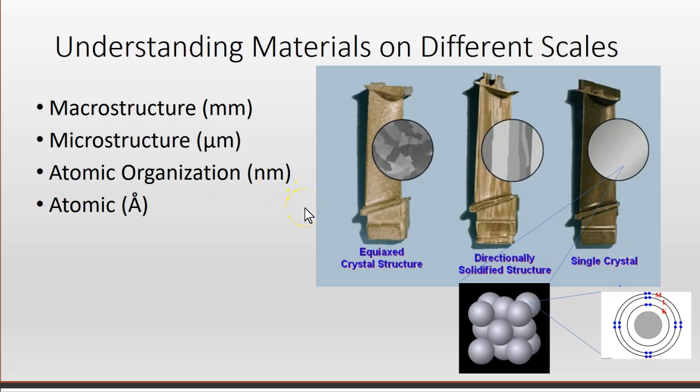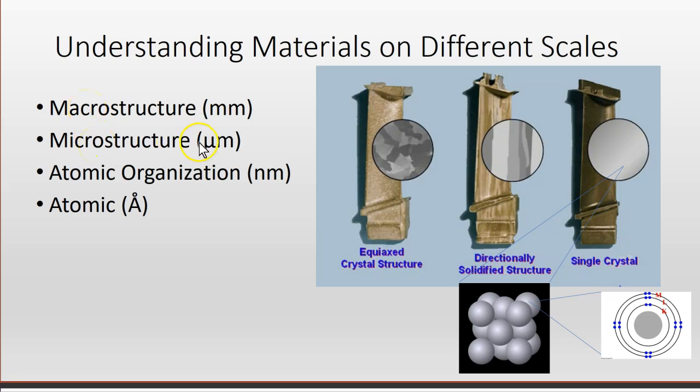In material science, we want to understand materials on different scales, the largest being macrostructure, which is about a millimeter scale. When we look at these three different types of turbine blades, we can visually see that the surface of them is quite different. This level of observation would be macrostructure.